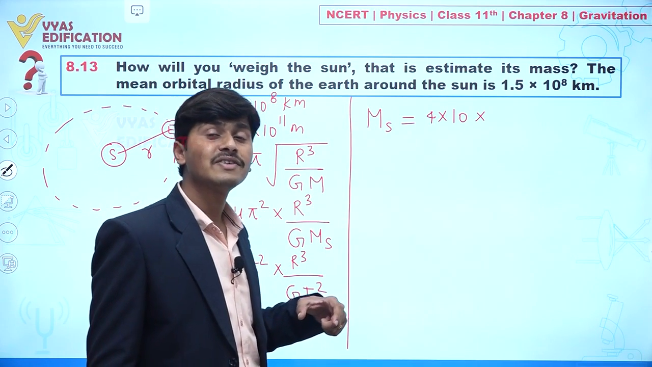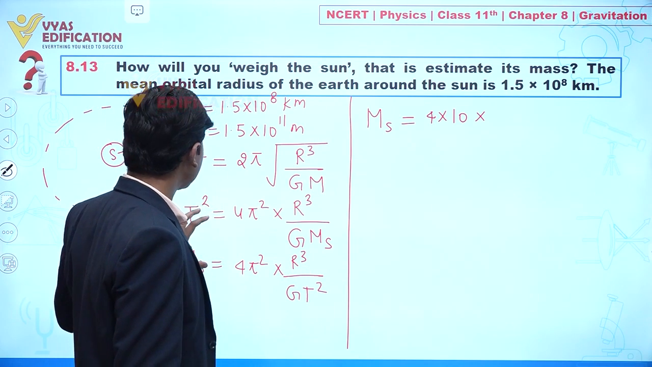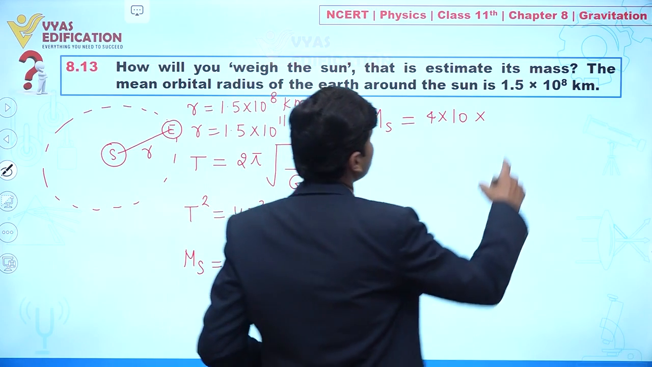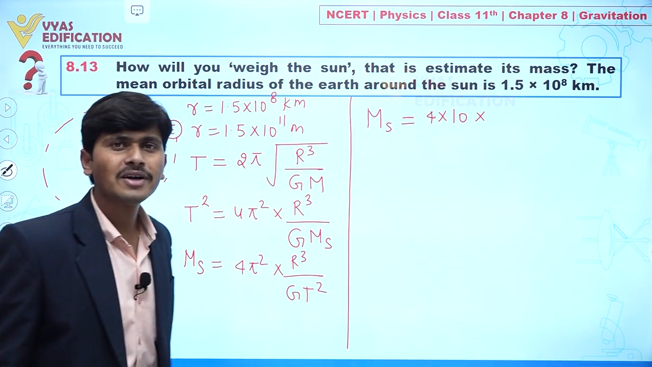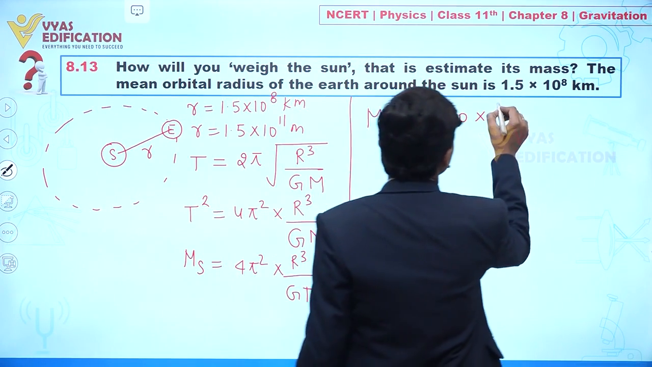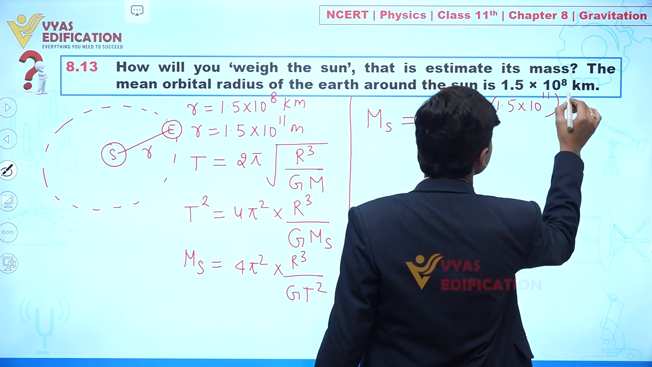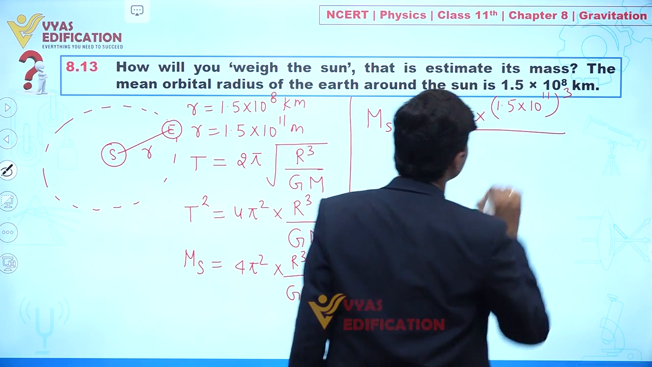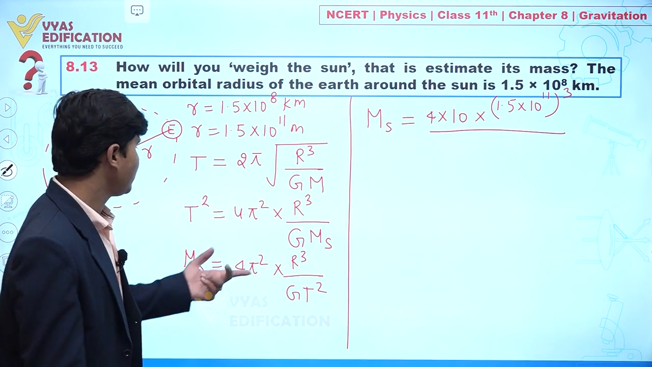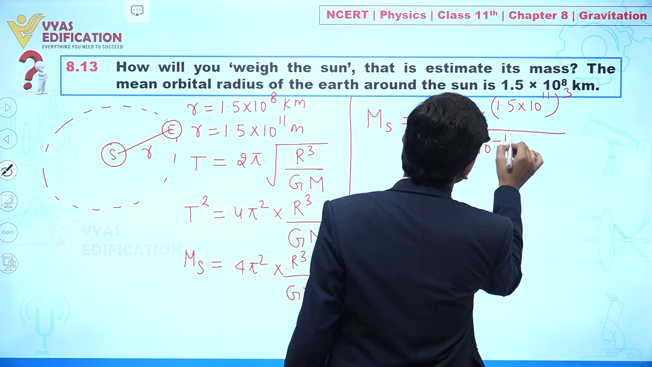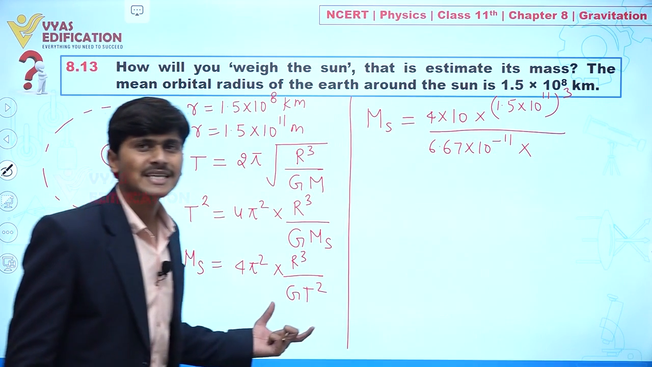R is what? This r is the distance between earth and sun, and this value is given to you as 1.5 into 10 to the power 8 kilometer. Clear? So 1.5 into 10 to the power 11, cubed, divided by G. Clear? G we have 6.67 into 10 to the power minus 11. Multiply. Now we can say time period.